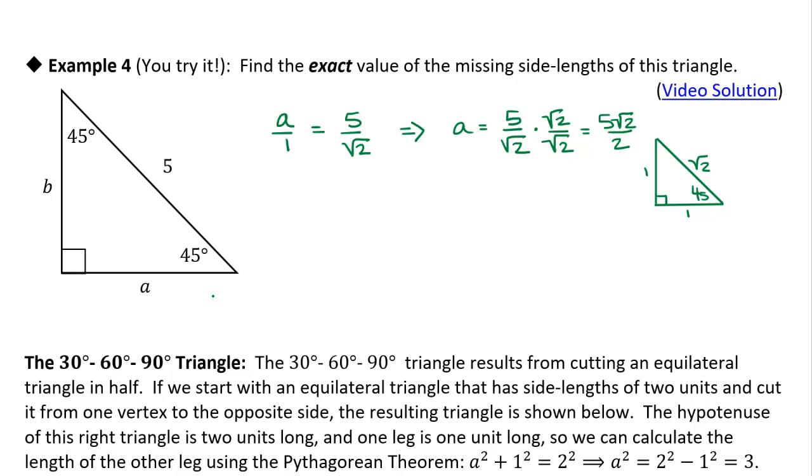Now, for the other one, we can just use the fact that this is an isosceles right triangle. So there's really nothing to do. We can just say that B is 5 over the square root of 2. Or we could write that as 5 square root 2 over 2, just like we did up above, if you want to rationalize the denominator. Again, those are equivalent fractions. It's just that the 5 square root 2 over 2 has a rational denominator.